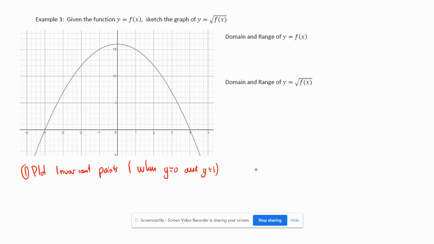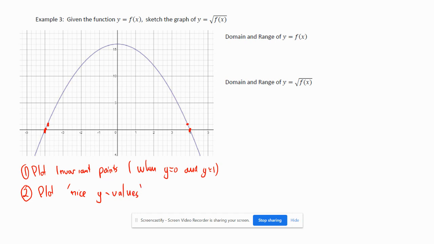So where does y equal 0? It's going to be my x-intercepts in this case, here and here. Where's y equal to 1? Well, so here's 5, so 1's here. It's going to be here and here. Okay? Plot invariant points. 2, I'm going to say plot nice y values. Now, when I say nice y values, I mean the ones we have that are perfect squares.